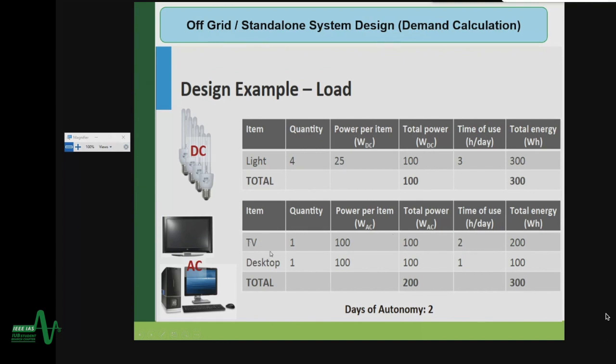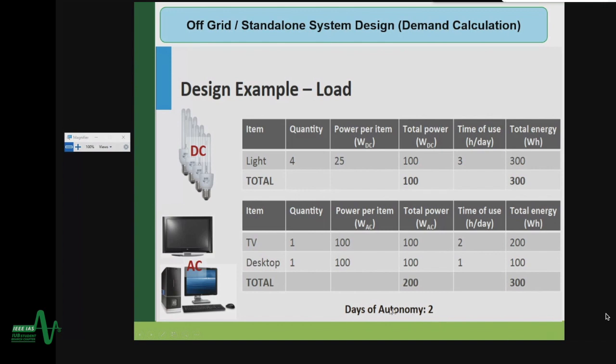Now let's come to the AC load. We will use a TV and also a desktop computer. TV, one quantity, and the power per item we are considering is 100 watt AC. Total power 100, time of use 2 hours per day, total energy 200. Desktop is also the same, 1 hour per day, 100. So the total is 300.